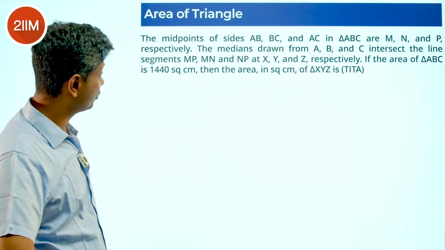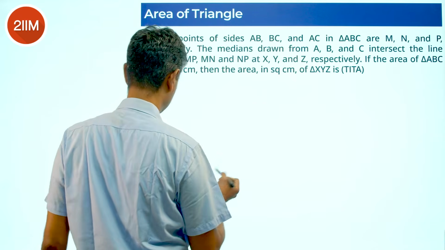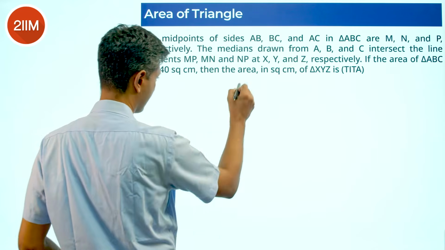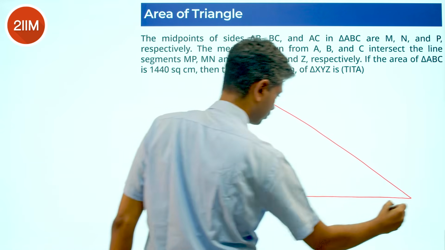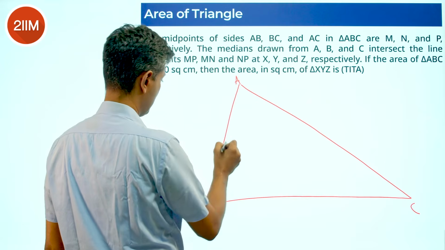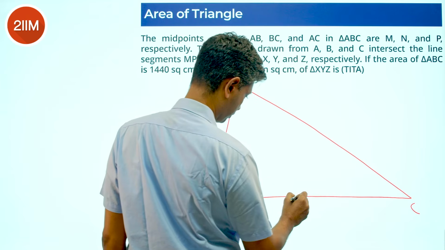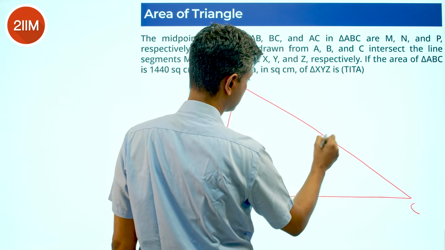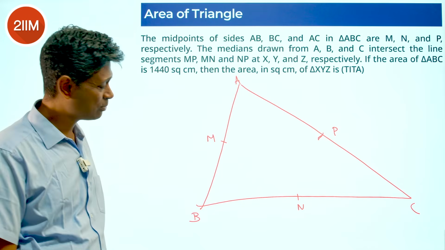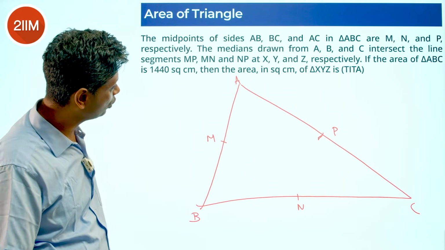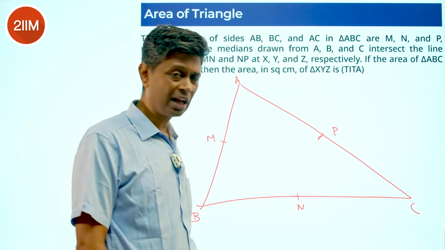The midpoints of sides AB, BC and AC are M, N and P respectively. Let's draw this triangle. A, B, C. Midpoint of AB is M, BC is N, AC is P. So this M, N, P will be a smaller triangle, and we know that MP is half of BC, MN is half of AC, NP is half of AB. We know all that.